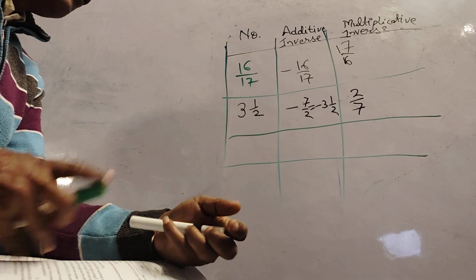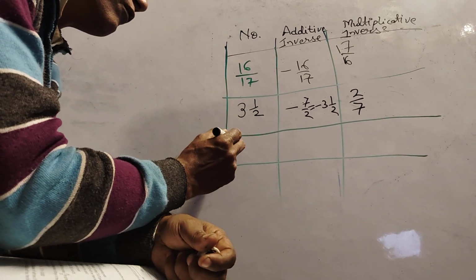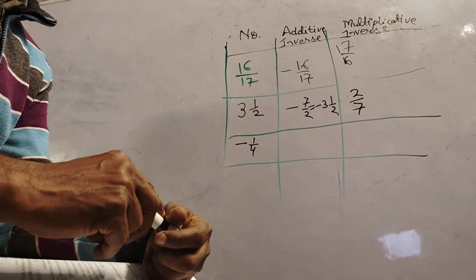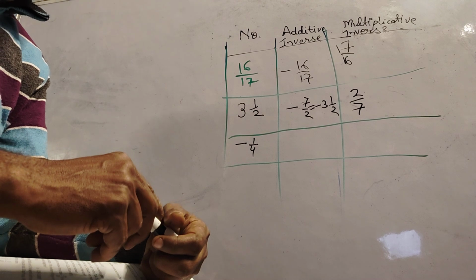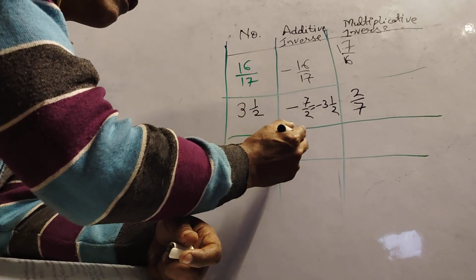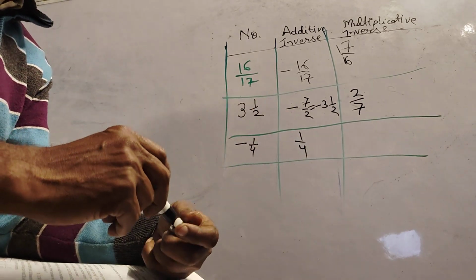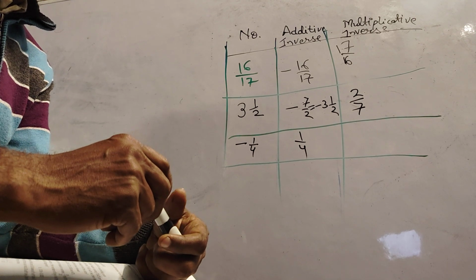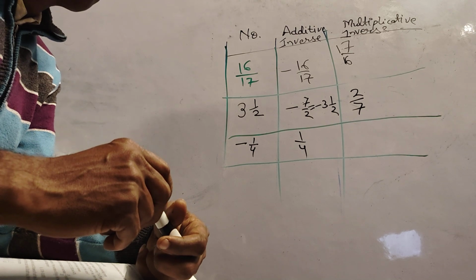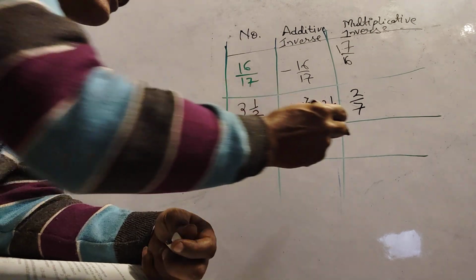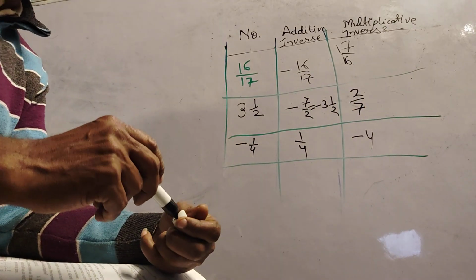Now what is the additive inverse of negative 1 over 4? 1 over 4. And what is the multiplicative inverse? Negative 4 over 1. It is the same as negative 4.